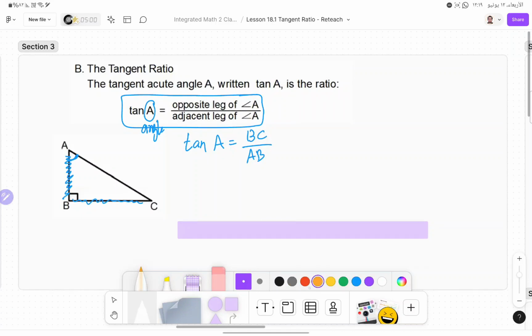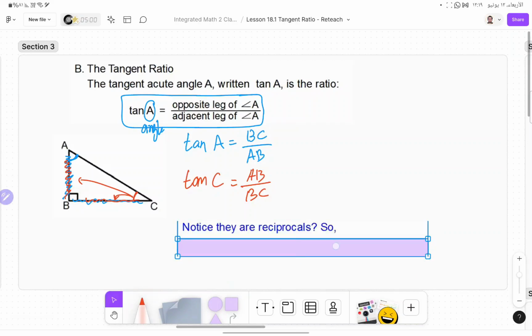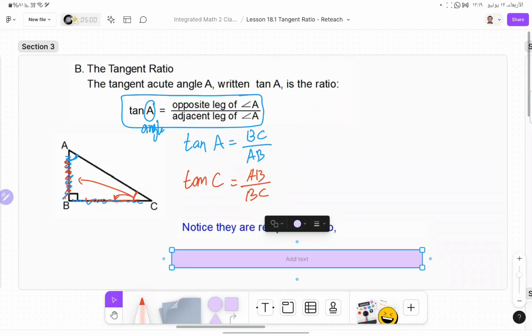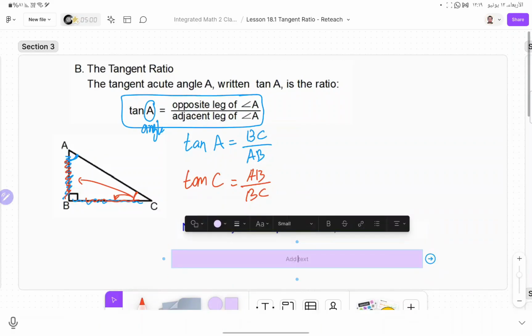Okay, now if I ask you what is the tan for the angle C, related to the angle C, tan C is equal, what's the opposite side? It is this one here, which is AB, and the adjacent side is BC. Okay, so as you can see, that's how we can understand. If you look at these two things, what do you notice about these two?